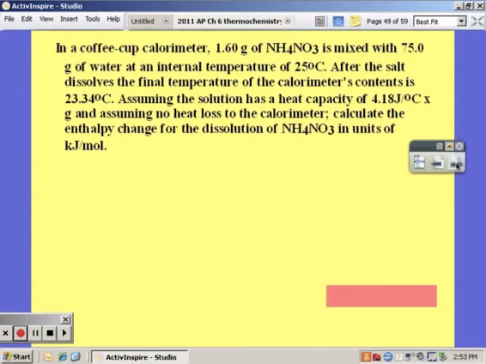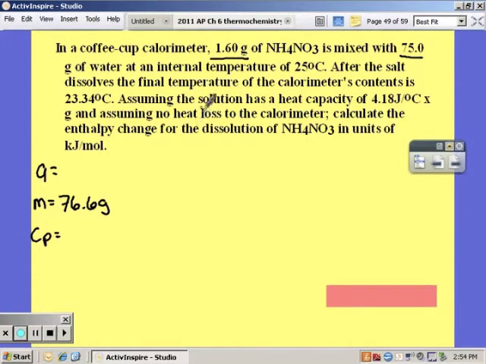Pause the video and try this one on your own. It says it's a coffee cup calorimeter, so we're using Q equals MC delta T. We don't know our Q. Our mass, again, we want the total mass since everything is given in the whole solution. So that's 76.6.